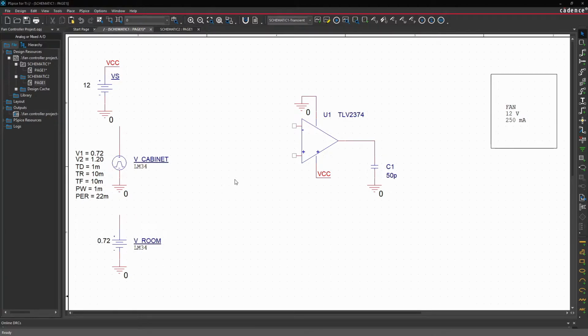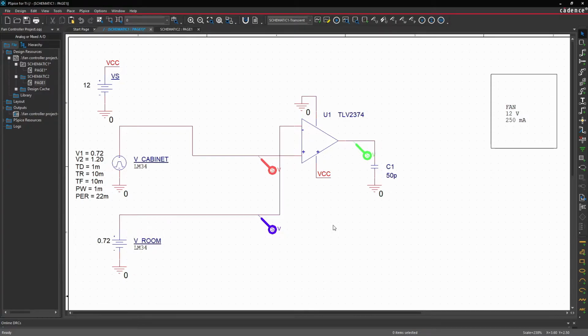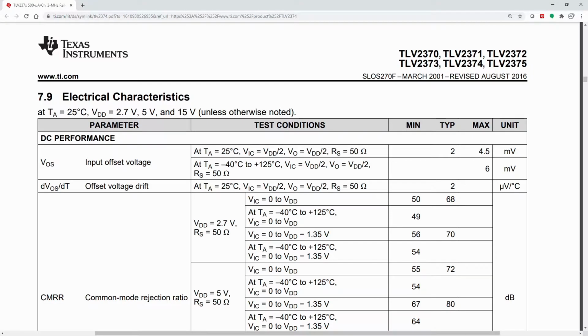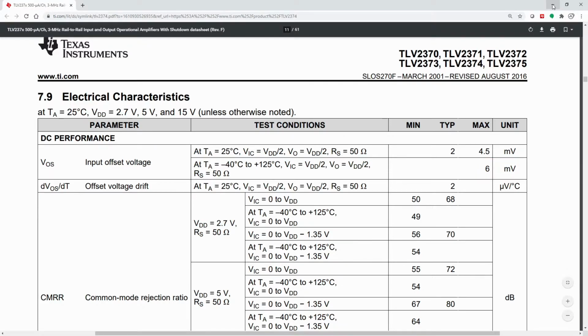If I just wanted to compare these two voltages, all I'd have to do is connect the sensors to the op amp and then run the simulation. You can see that there's already a problem. My output isn't actually switching as I would have expected. This is because of the input offset voltage of the TLV2374. Looking in the datasheet, we can see that the input offset voltage can be up to 6 millivolts across temperature, so we have to account for that.